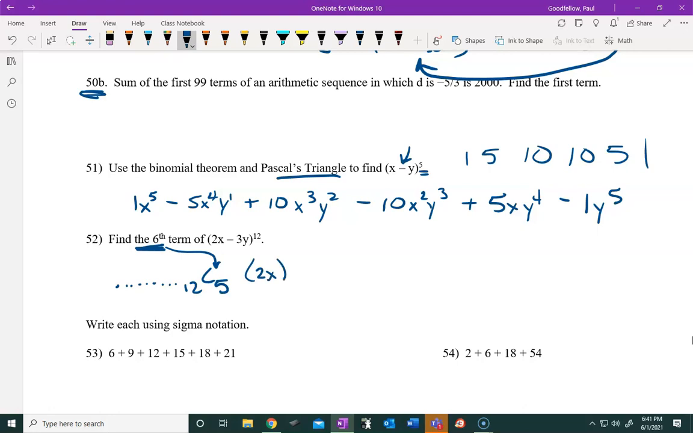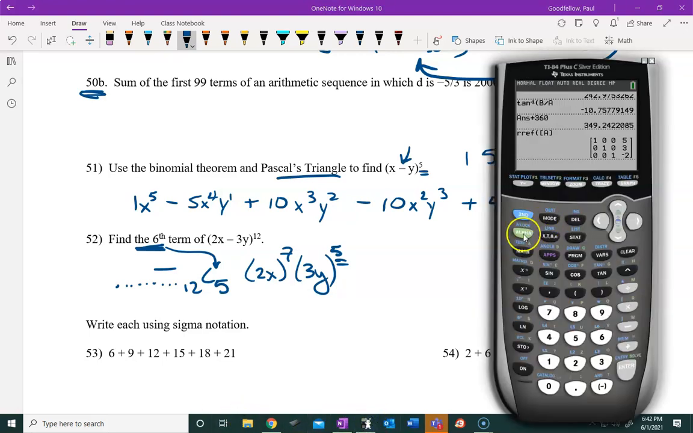Then it would be 2x and 3y raised to specific powers. This one's going to be 5 because it matches that one, and this would be 7 to get the balance of 12. And ultimately, these are all just numbers, and since it's the 6th term, even ones are negative. And I'm just going to remind you how to do 12 choose 5, and that is under math, probability, and n choose. So you got 12 choose 5 which would be 792.